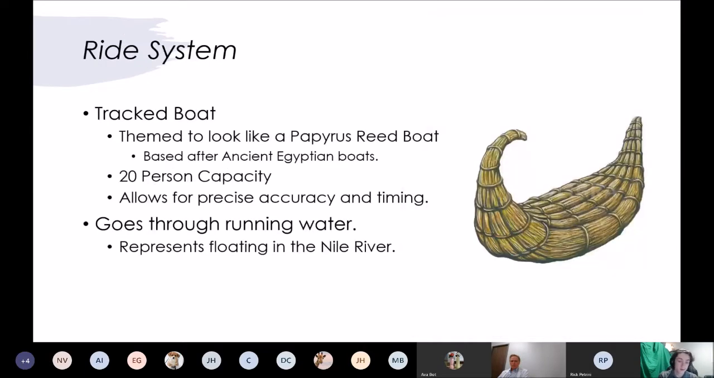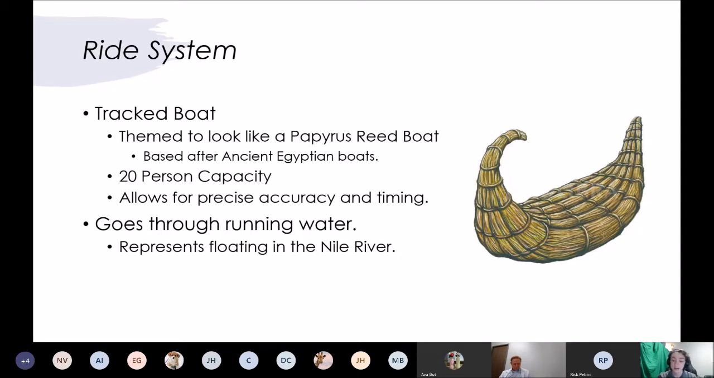The ride system was a papyrus reed-themed boat on tracks. This boat would have running water next to it to give the illusion of floating down the Nile. The boat was based off papyrus reed boats of ancient Egypt because it was used by the people of the Egyptian Empire for transportation, fishing, and more.